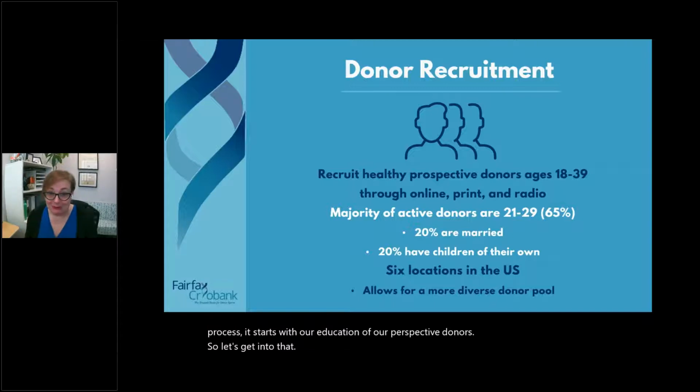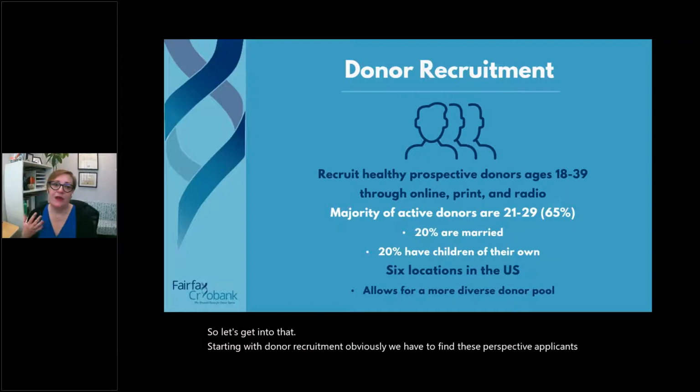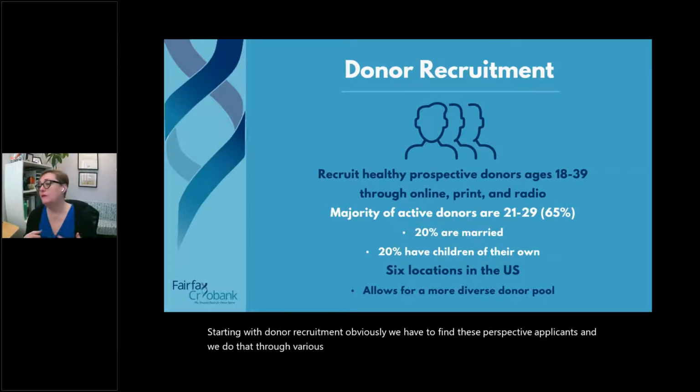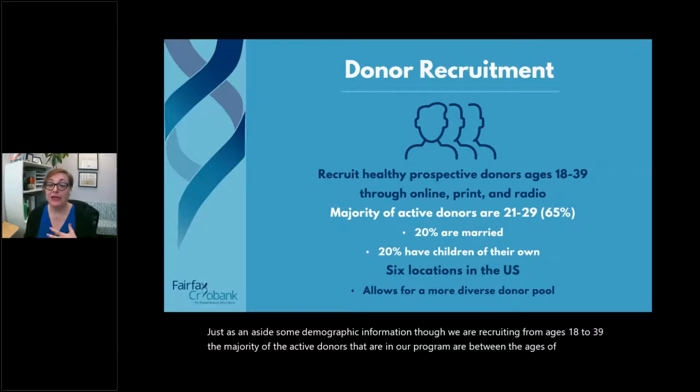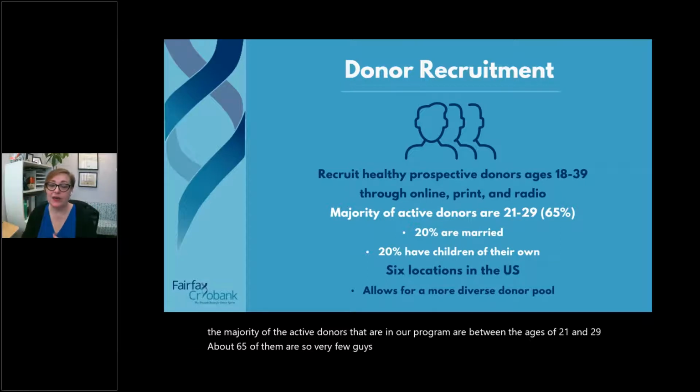Starting with donor recruitment. Obviously, we have to find these prospective applicants, and we do that through various recruiting methods. We use online, print, radio ads. We are constantly recruiting for new donor applicants. And just as an aside, some demographic information, though we're recruiting from ages 18 to 39, the majority of the active donors that are in our program are between the ages of 21 and 29. About 65% of them are. So very few guys are outside of that age range.